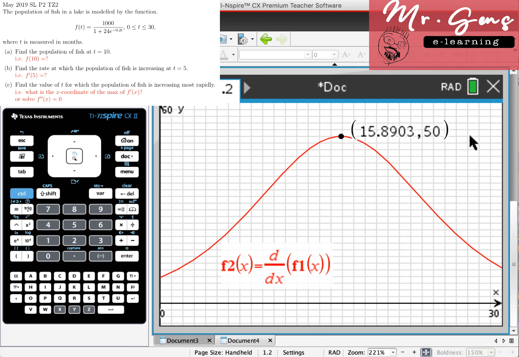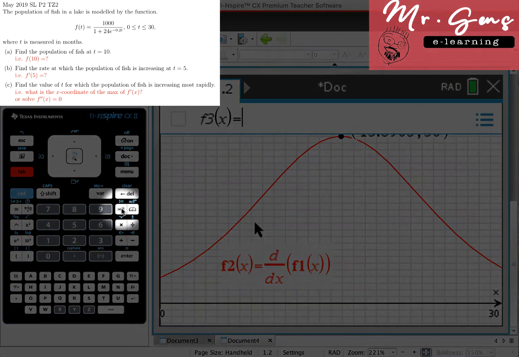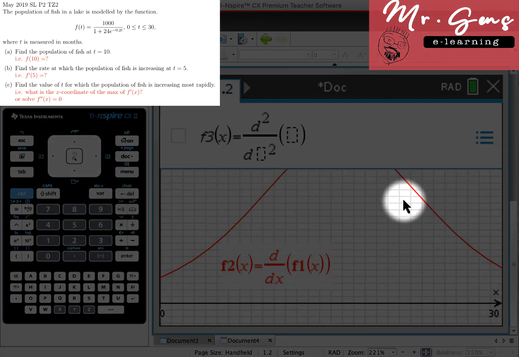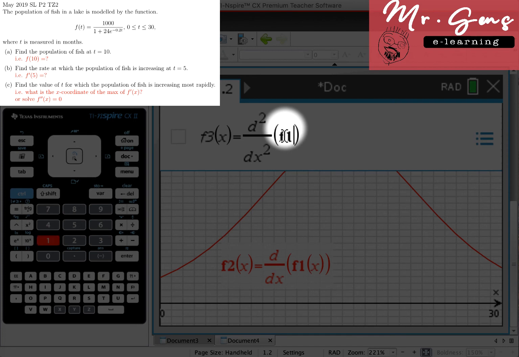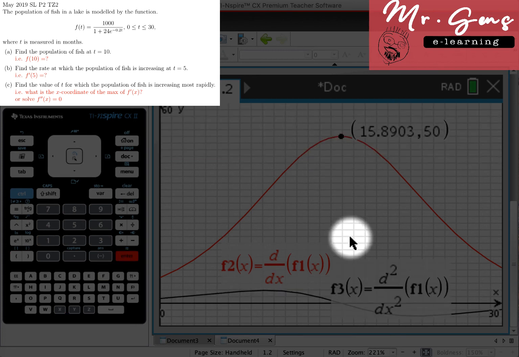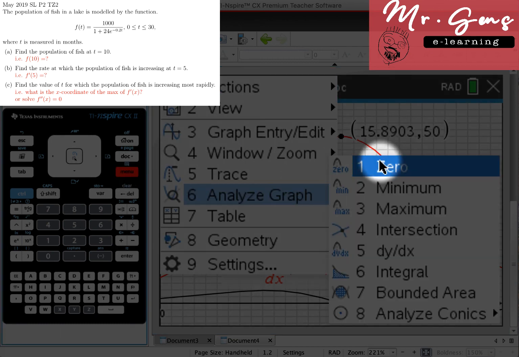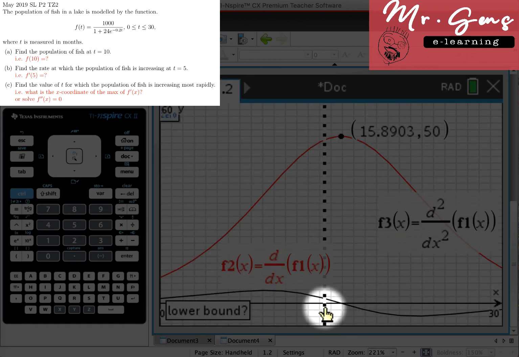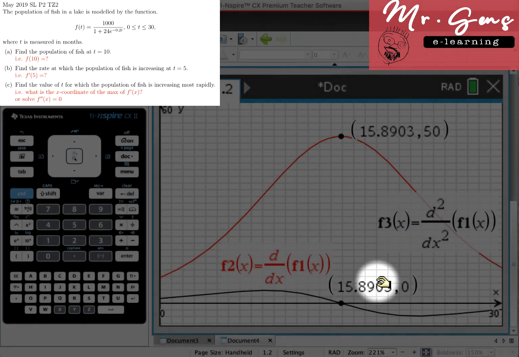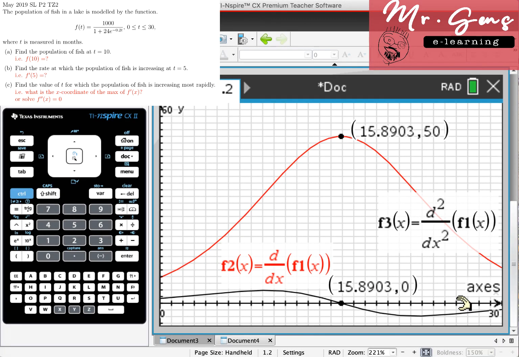Let's sketch the second derivative as we did before. We need to find the x-intercept, analyze graph, and zero. As you can see, we obtain the same x value. You can also use the numerical solve option to find the solution to this equation. But graph is always the safer method if you're not sure how many solutions there will be. Thanks for watching. See you at another question.